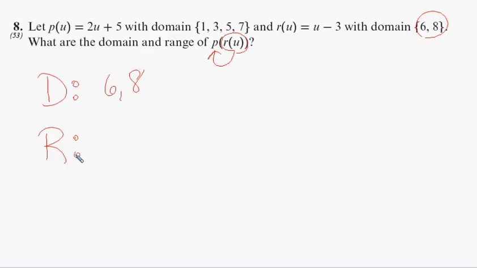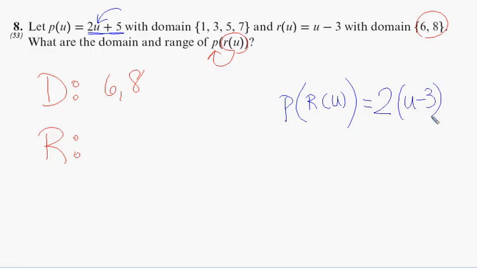So we're actually going to have to compose this function, which means we're going to have to take the R function and plug it into the P function. So let's do that, okay? So we have P of R of U equals, now we're plugging it in, okay? That means we're taking this function and wherever there's a variable, the U, we're plugging the whole R function in there. So that means we have 2, and then we have U minus 3.